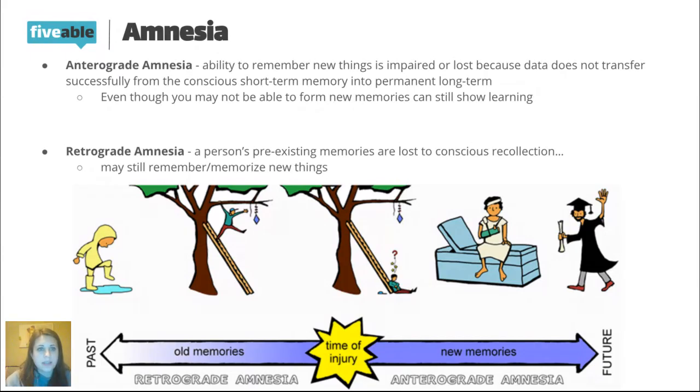So big things are interference and amnesia. Those are really big topics, and I think those are kind of tricky. So if you are unsure, throw a question in the chat, but otherwise I'm going to keep going forward. We can always come back if there are questions.